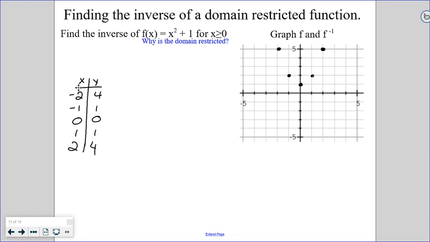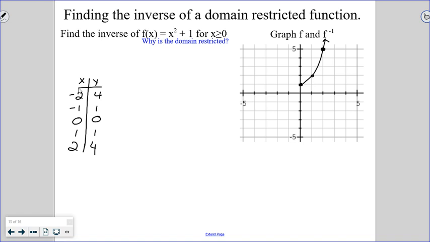Why do you think they included that in this problem? Anyone have any guesses? Why did they restrict the domain? Because they're asking us to do the inverse, right? And if I were to graph that as is, that parabola, does it have an inverse function? No, because it fails the horizontal line test. But if I erase the dots that are less than 0 here, and I only use the ones that are bigger than 0, does that now have an inverse function?